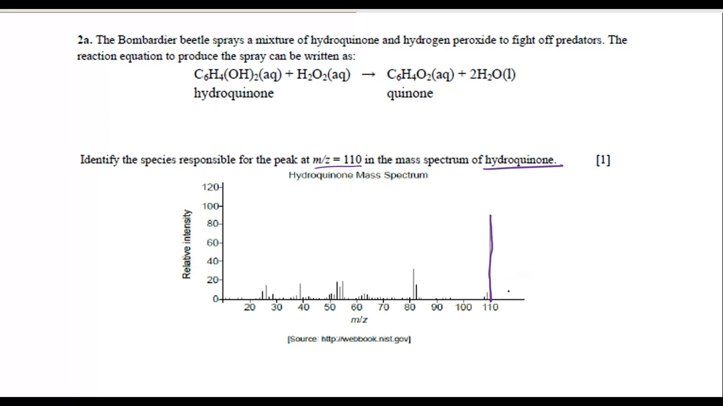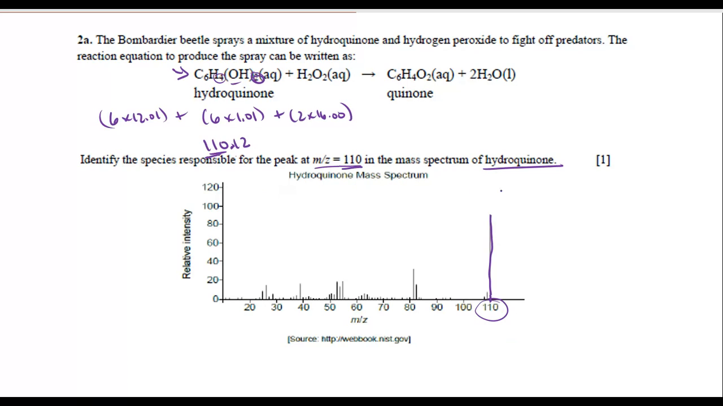Since it seems to be our greatest value, it's probably the molecular ion, but let's find the molecular mass of this guy just to make sure. So I have 6 carbons that are each about 12, plus 4 and 2 more hydrogens is 6 hydrogens that are just about 1, plus 2 oxygens that are 16. And that's going to give me just about 110.12 if I do all the digits. But 110 is a nice rounded number, which just happens to be that peak.